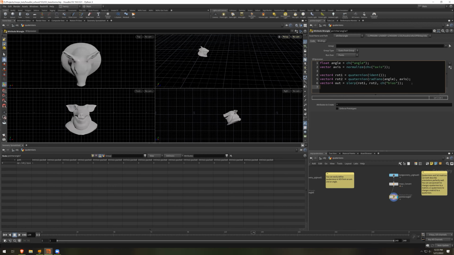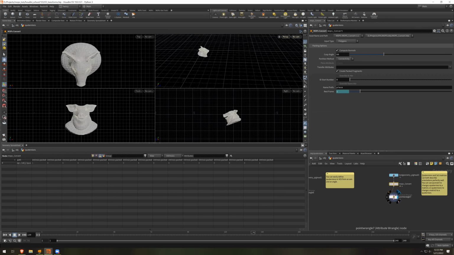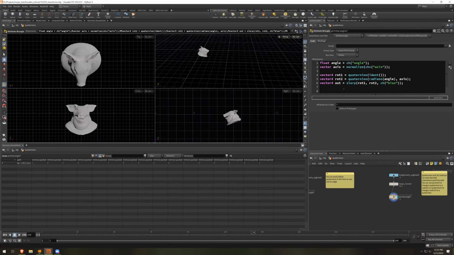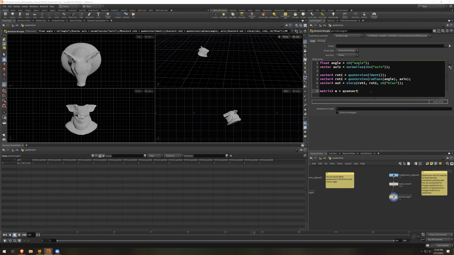In this example, you can see that I've packed this pig head. So I have a single packed primitive with a packed transform. And I want to take this quaternion orientation that I did and apply it to the transform matrix. The way I can do this is by taking this quaternion and converting it back into a transform matrix, and that's done using a function called qconvert. So I'm going to say matrix3, because I'm setting the 3x3 matrix on this packed primitive now. m is equal to qconvert, and then the output here.